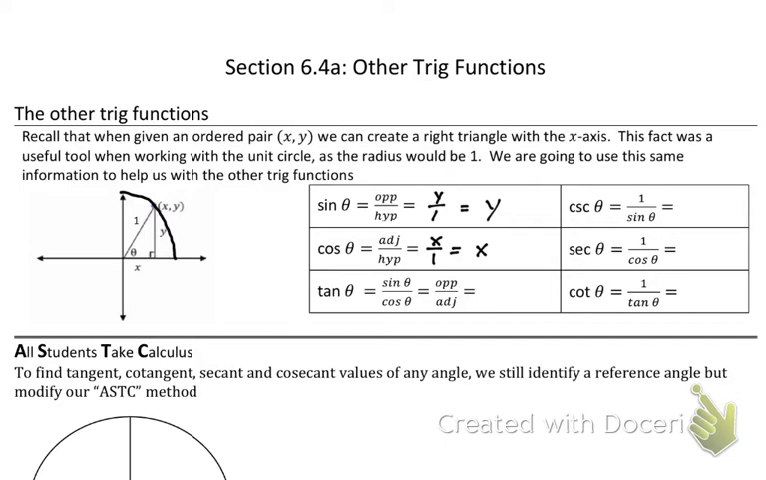Now, tangent's going to be a different beast, though, because tangent is honestly going to be TOA. Tangent was opposite over adjacent, TOA. Well, in this case, opposite would be y over x, which is really just your sine value over your cosine value. So it is findable. It's probably going to be easier if we just memorize it, and we'll get to that in a second.